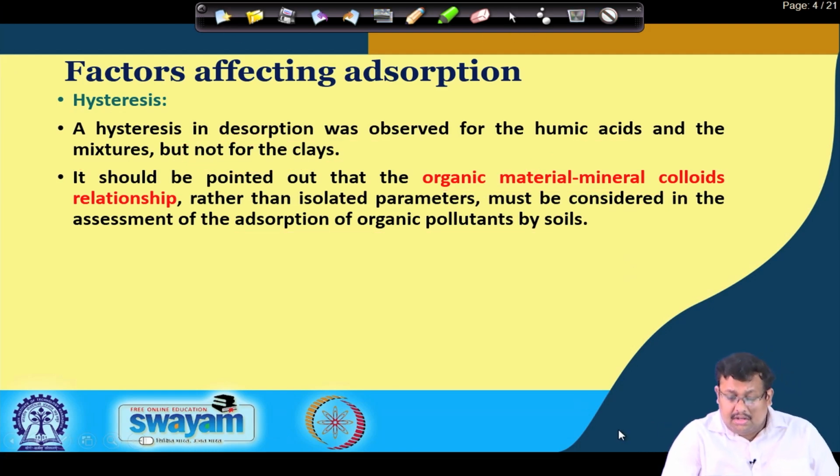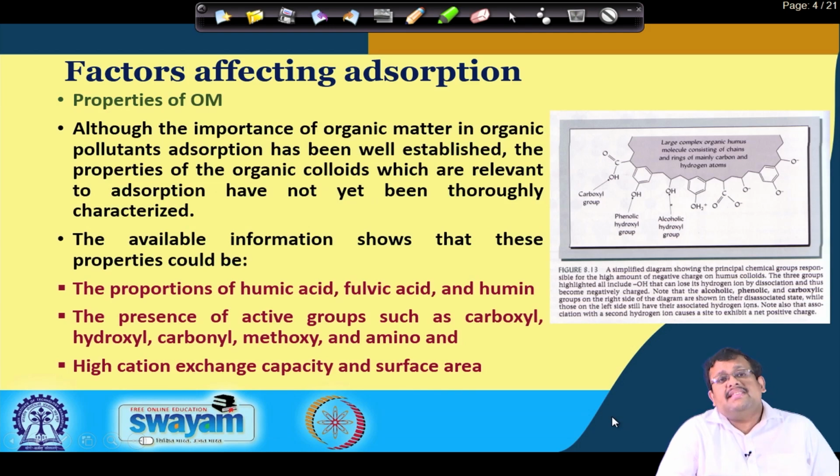So, the properties of organic matter play a very important role in the adsorption process in the soil solid phase. Although the importance of organic matter in organic pollutant adsorption has been well established, the properties of the organic colloids which are relevant to adsorption have not been thoroughly characterized yet. So, there is need for more research in that area.